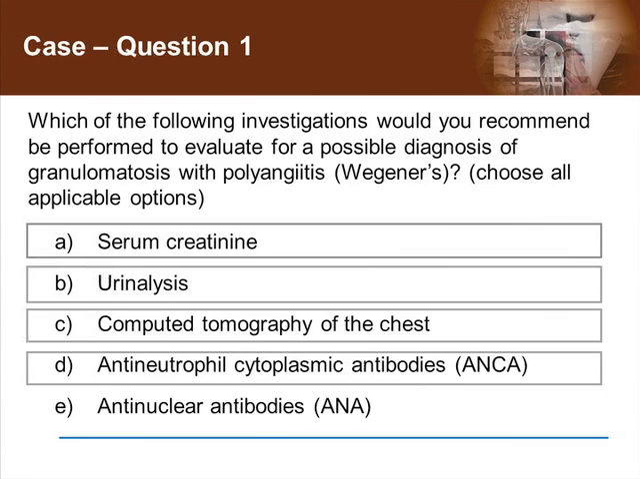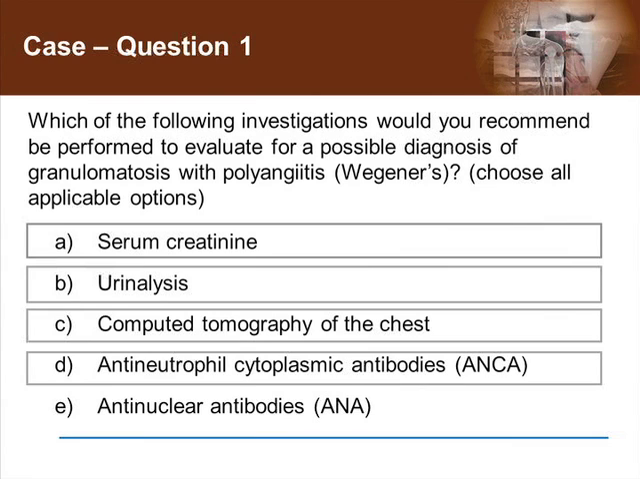So that brings us then back to our case question about which of the following investigations we would recommend be performed to evaluate for a possible diagnosis of GPA. And as we look at this list, really the 4 top choices are important. We would want to check a serum creatinine to know the patient's renal function. We would want to know their urinalysis to look if there was evidence for protein or blood.